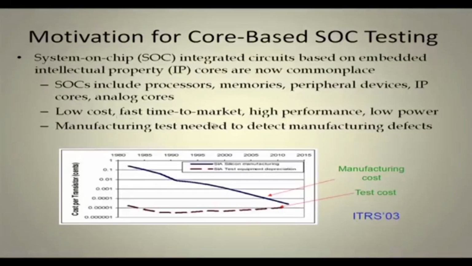So, this SOC design now includes these core based designs: low cost, fast time to market, high performance, low power. Low cost, because we are not wasting time in getting the chip fabricated for these individual components, and the vendors are providing a netlist, a layout level description. That is at a much higher level, so they do not have to go into the fabrication process of the chip. So, the cost of this core is going to be much less than the cost of the chip.